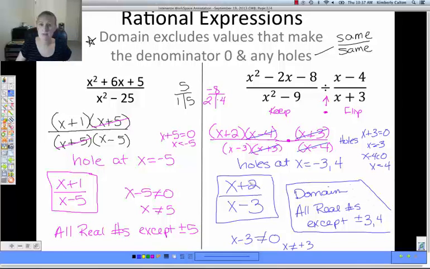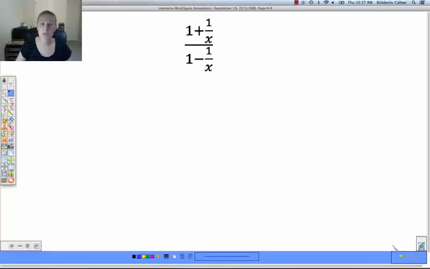And you need to have a completed simplified answer and the domain to have a correct answer for these types of problems. We're going to look at one more type of problem. Now this problem may look harder than the other two, but it's not really any more difficult than the last one. So what we want to do first is write this so it's more user-friendly. Right now this looks scary. Well, we don't want it to look scary. We want it to look simple.